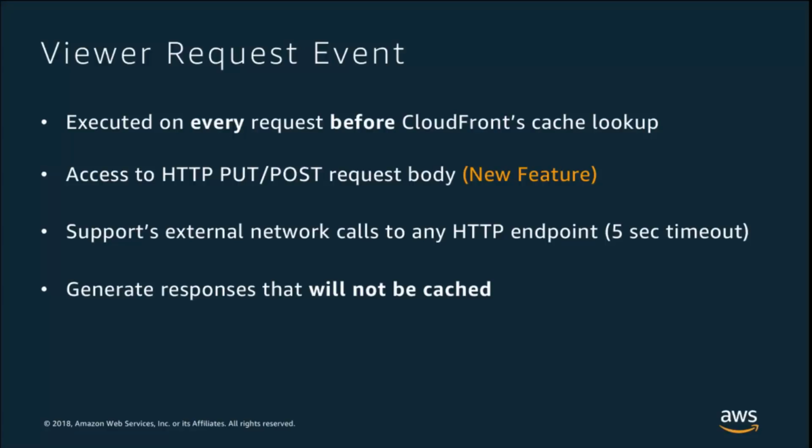If you generate a response, so Lambda at the edge gives you the capability to generate a full HTTP response directly in your Lambda functions without the need to go back to the origin. So if you have a use case where you generate the response, then the response will not be cached, because viewer request gets triggered even before a cache lookup is done. And the functions you define in the viewer request can have up to 128 megabytes in memory.